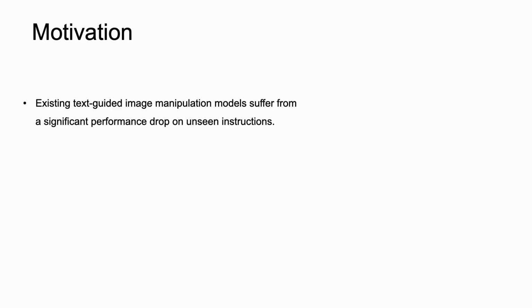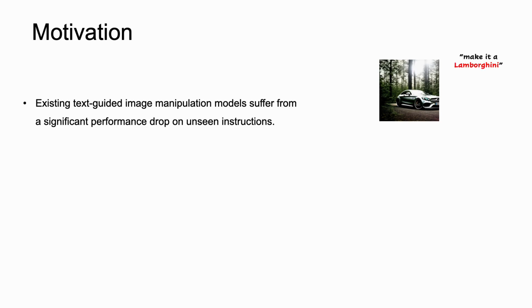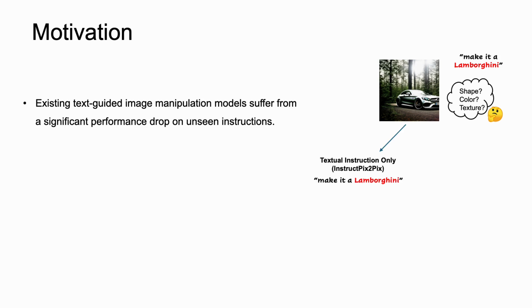However, we still observe a significant performance drop of existing models on instructions that are not included in the training data, or difficult to articulate purely in language. For example, here's an image of a car. We want to turn it into a Lamborghini. If the keyword Lamborghini is not covered in training data, it will be quite challenging for the model to correctly understand the details of shape, color, and texture of a Lamborghini.